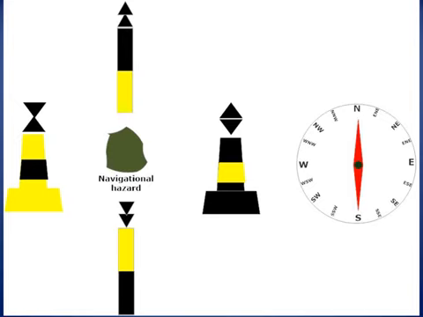A compass card is included to show us where the safe water is relative to the cardinal buoys. Please note that charted navigational hazards are marked with just 1 buoy, and uncharted navigational hazards are marked with 2 cardinal buoys. Let's look more closely at where these buoys are placed.